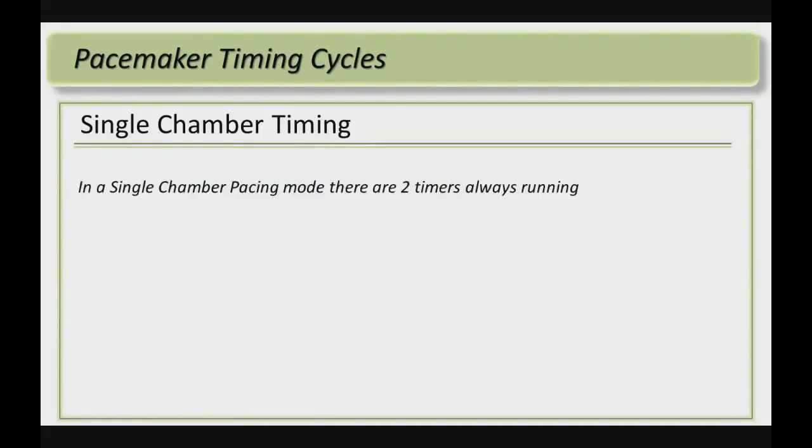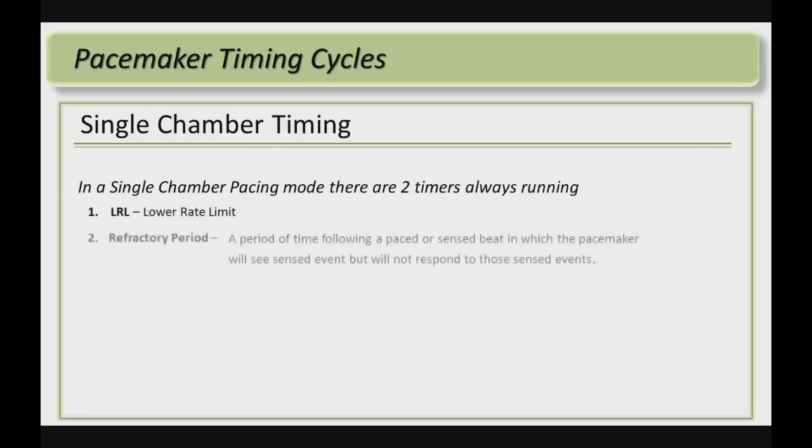In a single chamber pacing mode, there are always two timers running: the lower rate limit and the refractory period. The refractory period is a period of time following a paced or sensed beat in which the pacemaker will see a sensed event but will not respond to those sensed events.